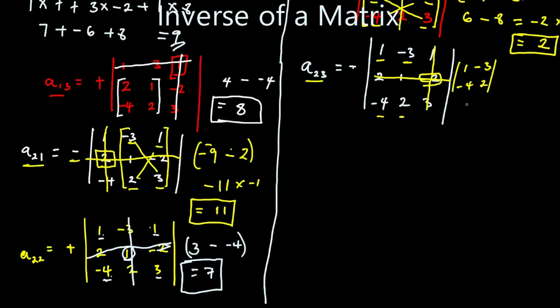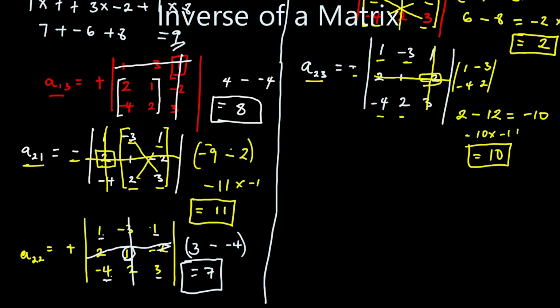So 2 times 1 is 2, minus 4 times 3 is 12. So 2 minus 12 should give us minus 10. And the sign is negative, so we multiply this by negative 1. So minus 10 times negative 1 will give us a positive 10. And this is now the value for the element in A23. So we are done with the second row. We move ahead to the third row.